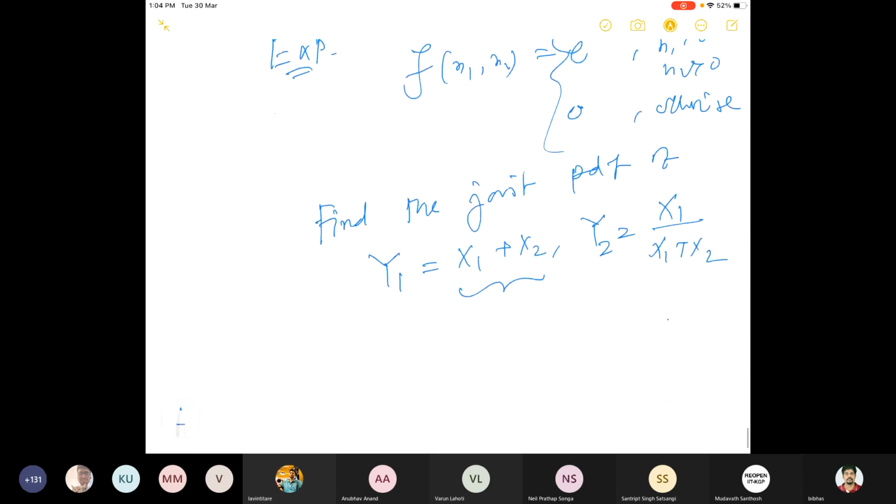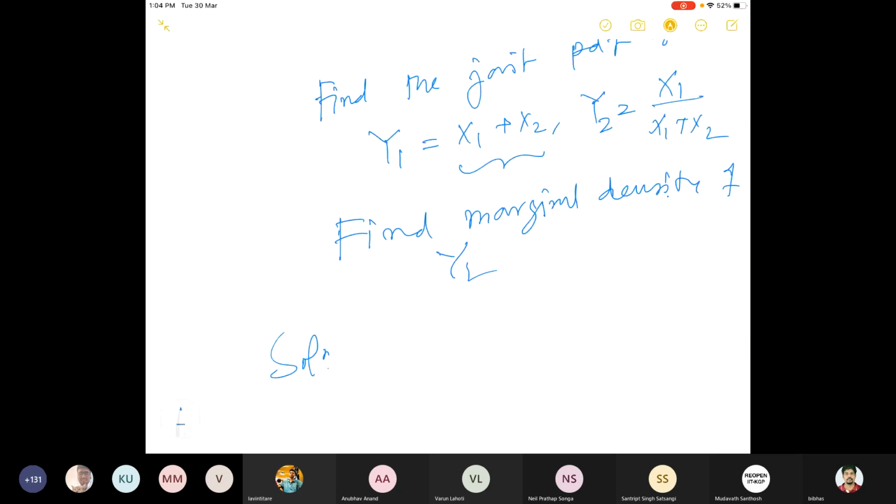Okay, and then you may also be asked to find some marginal. After you find the joint, you can be asked to find the marginal density of y2. Once you know the joint, then you can find out the marginal.